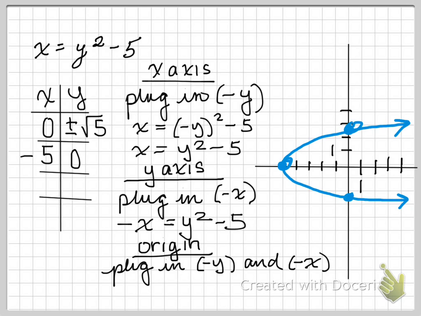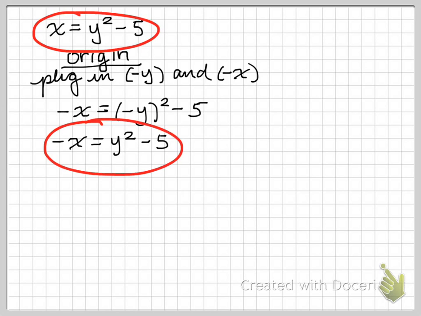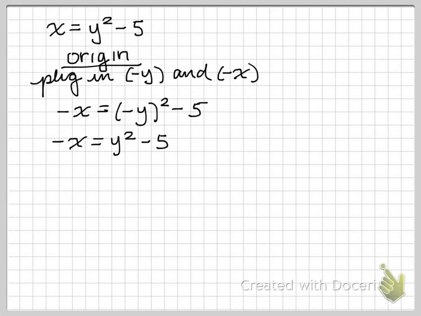And then for the origin, let me go to a different page here. So here I went ahead and plugged in negative y and negative x into the given equation, right? And then I've got that here, and I want to simplify it. So what do I have? I have negative x equals y squared minus 5, and no, see, this does not match this, so it doesn't have origin symmetry. And just for your information, I'll show you what an equation that does have origin symmetry looks like.